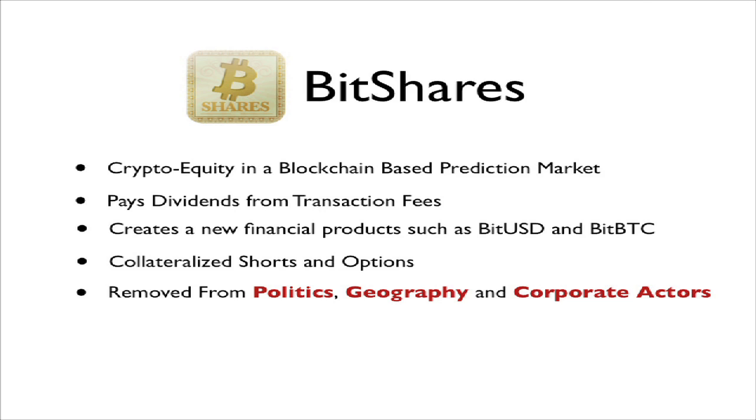Every single piece of code we're writing, it's not a fork of Bitcoin. It pays dividends from transaction fees. And it creates this new type of derivative financial product. It's called a BitAsset, so you can have BitUSD or BitBTC. And by doing this, you now can have collateralized shorts and options. So that means you can trade Bitcoin with short sales, you can trade Bitcoin with options and longs, and this is all supported in a decentralized peer-to-peer protocol.